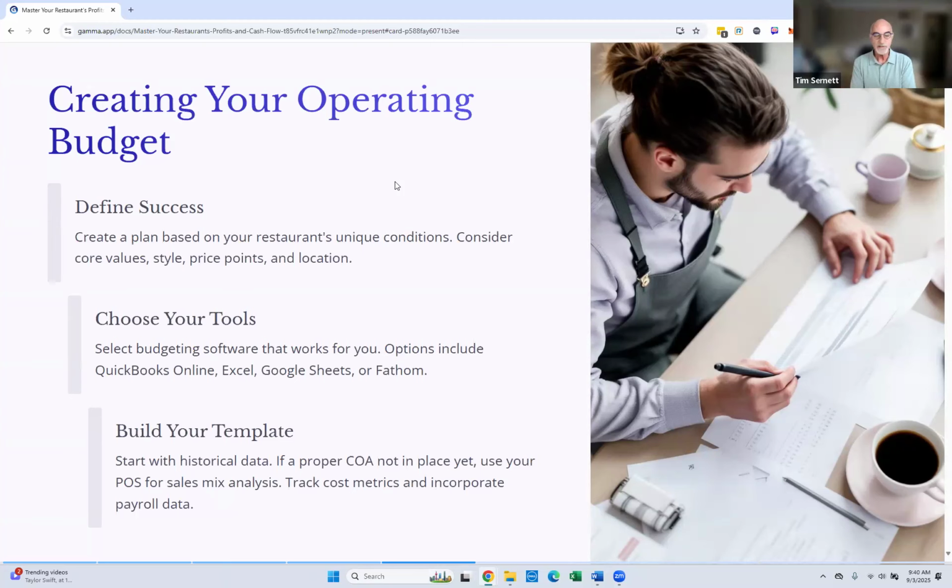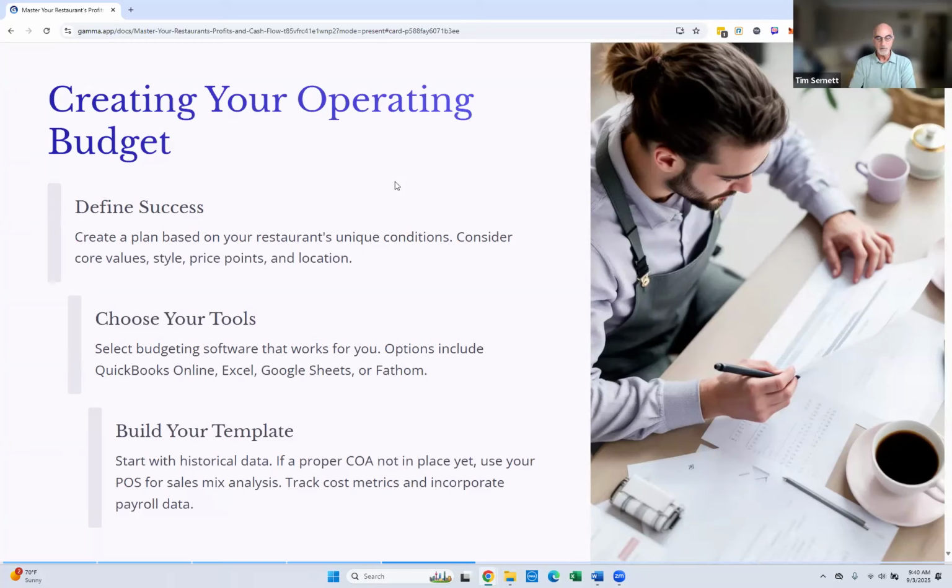Choose your tools, select a budgeting software that works for you. Options might include the actual budgeting tool inside of QuickBooks Online. You can use Excel or Google Sheets, although one wrong cell in the spreadsheet can cause the whole thing to go wrong. We use a budgeting tool called Fathom, a software tool that syncs directly with QuickBooks Online, something you might want to consider.